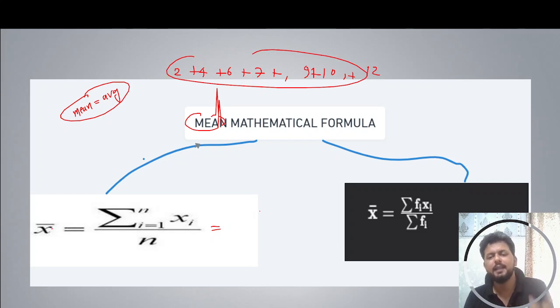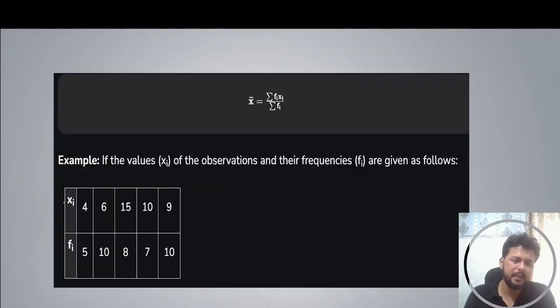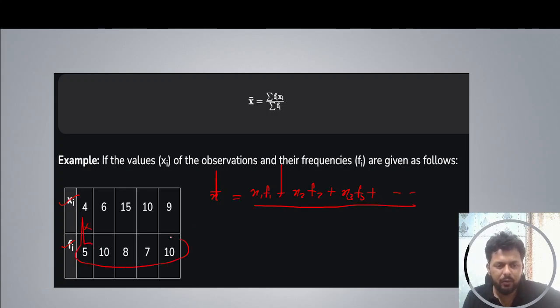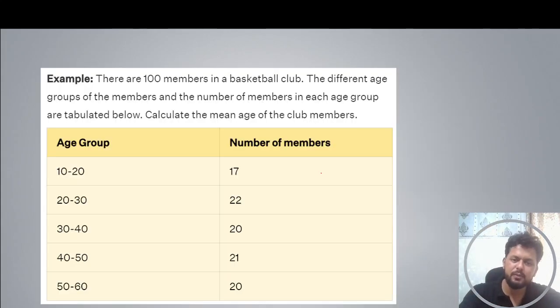But in case we have frequency as well, we have this type of data where the values are given and their corresponding frequencies are given. So how do we find the mean? In this case, we first multiply these two. That means x1 f1 plus x2 f2 plus x3 f3, and so on, upon the sum of frequency. That means we add all the frequencies and divide by that sum. So we get the mean. I hope you understood how to find the mean.